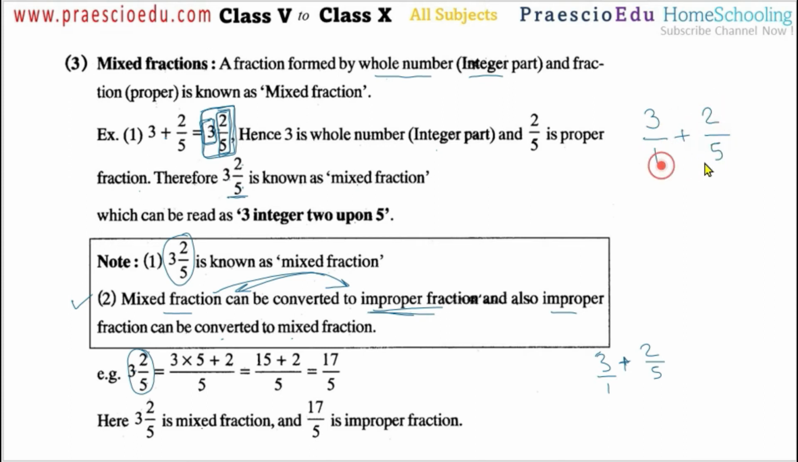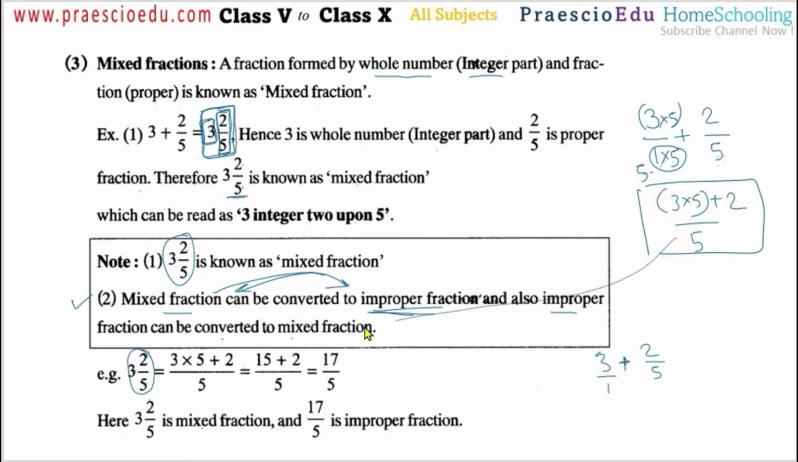Both denominators are different, so to make them the same, to make it 5, we have to multiply 3 by 5, and the same 5 we multiply here also. Now both denominators are the same, so we can write the denominator as it is. The numerator is 3 multiplied by 5 and then plus 2. The complete steps are shown here. I think you understand.